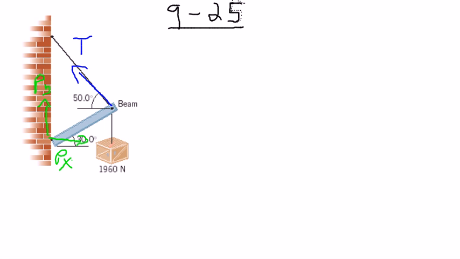Additionally, we can see that there's a weight force from this crate, which I'll call WC for the crate force, and then there's also a weight force from the beam, which we can assume is going to act at the center of the beam, which we can call WB. So we're trying to determine T, Px, and Py.